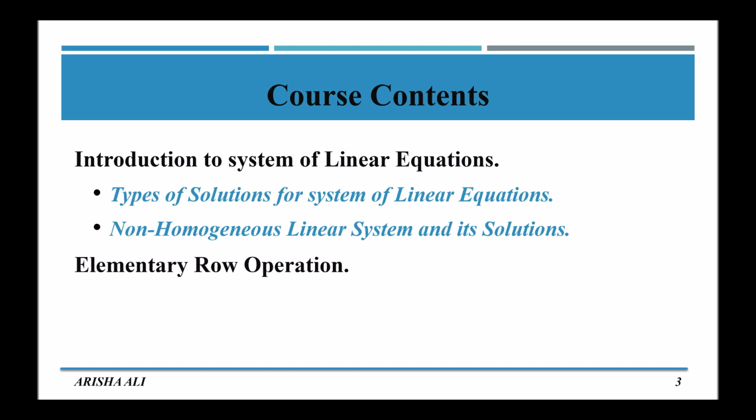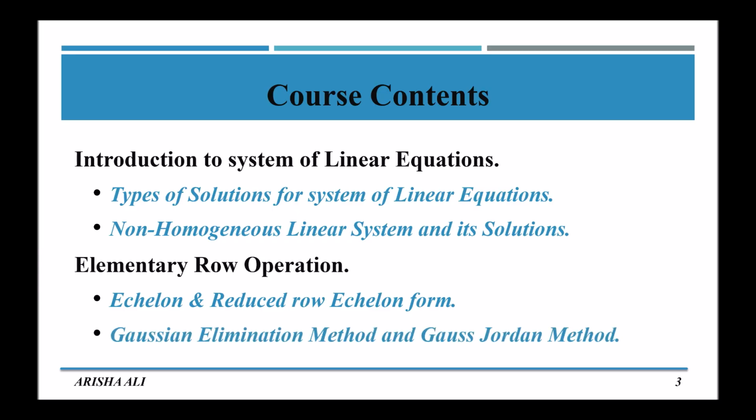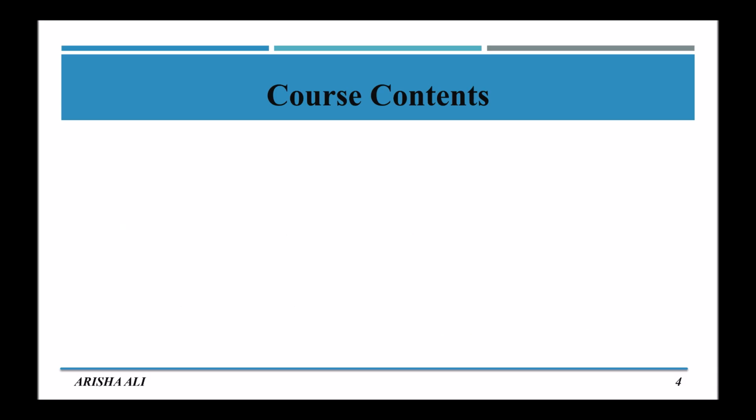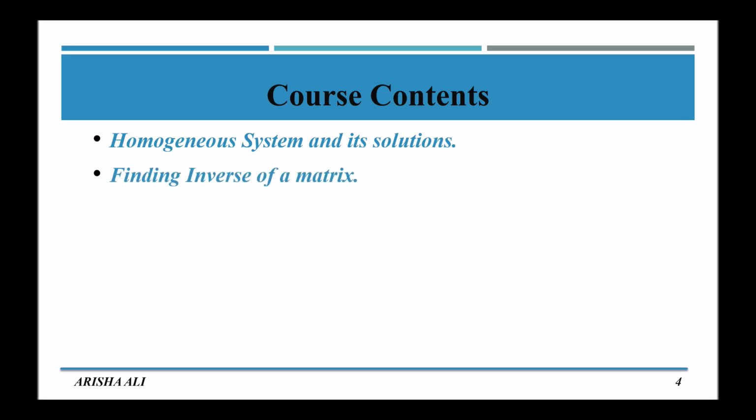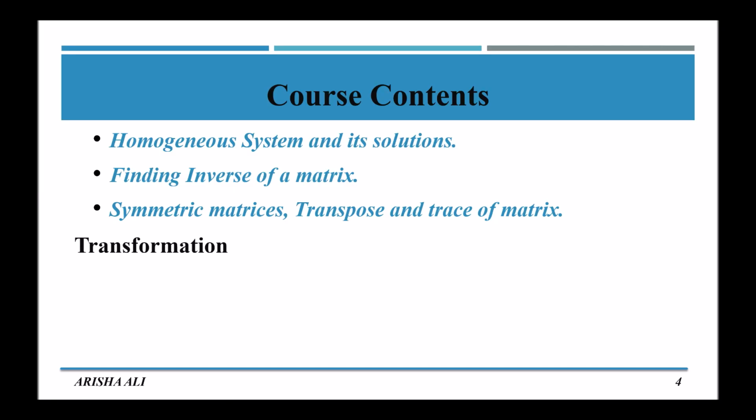In the second section, I will discuss the elementary row operations, and in that I'll discuss echelon and reduced echelon form. And secondly, I'll go through the Gaussian elimination method and Gauss-Jordan method. After that, I'll cover the homogeneous system and its solutions, finding the inverse of a matrix, then symmetric matrix, transpose, and traces of a matrix. After that, I'll go through the transformation section.